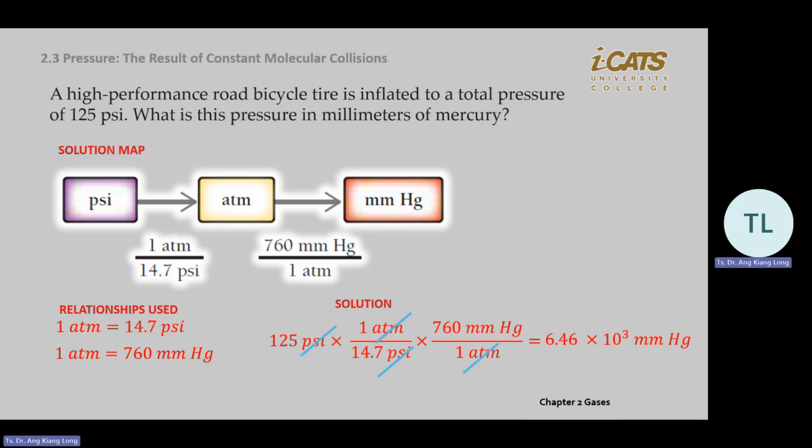Okay, the final answer will be 6.46 times 10 power 3 mmHg. So in chemistry 2, if you're able to write in 10 power something, you write in 10 power something, and give your answer in 3 significant figures. 6.46 is 3 significant figures. Or if you have 0 point something, give 3 decimal places, meaning 3 significant figures.